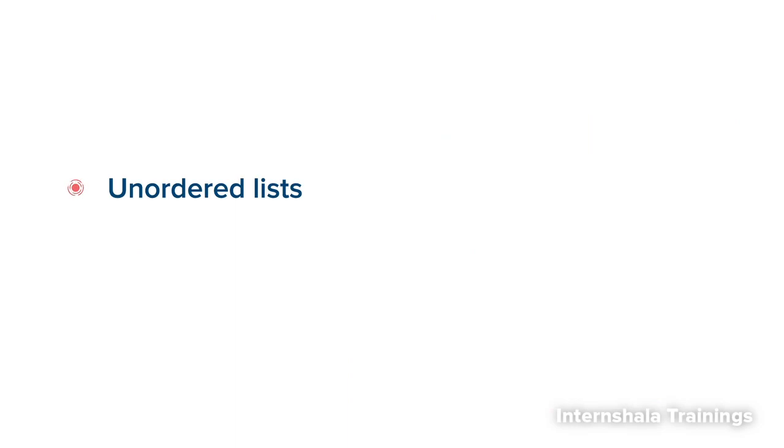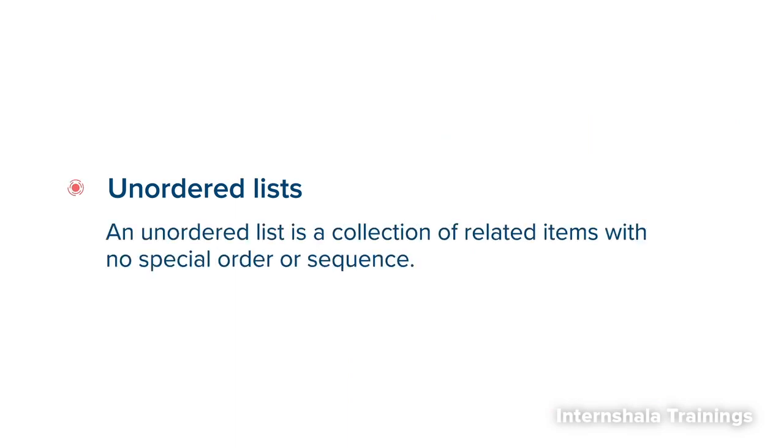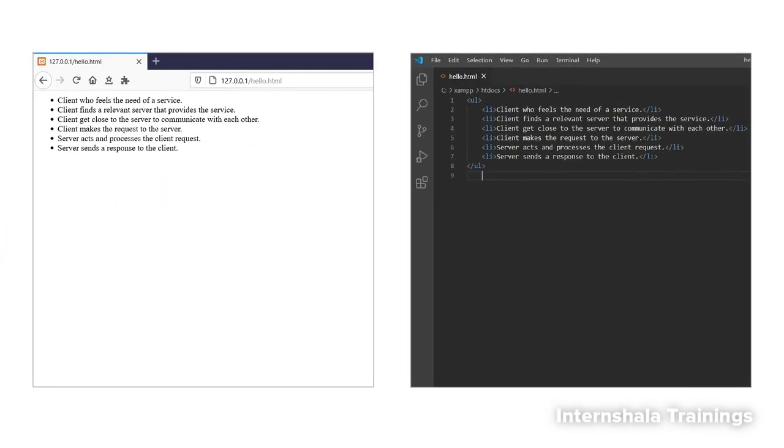Next is unordered lists. An unordered list is a collection of related items with no special order or sequence. Here, bullets are used to place an item. Let us see how we can create unordered lists using this previous example. Using a similar approach as we followed to create ordered lists, we will first start the code with the opening UL tag. Next, we will add all the list items using the list tag like this. Lastly, we will close the unordered list HTML tag.